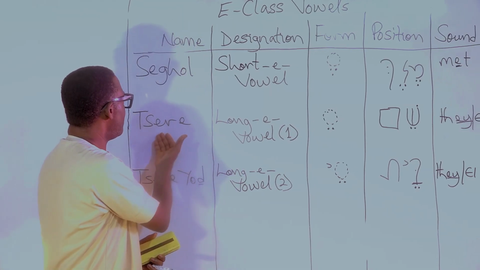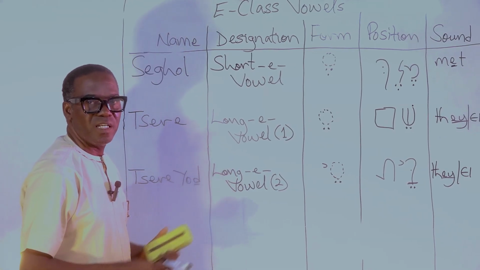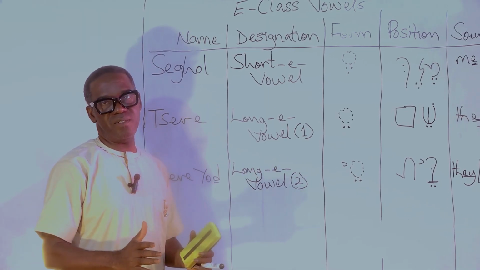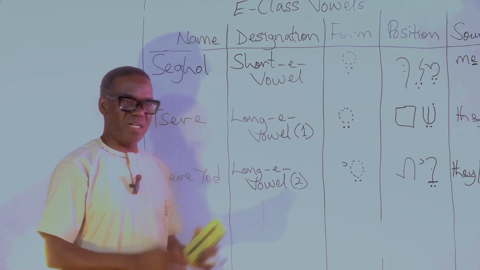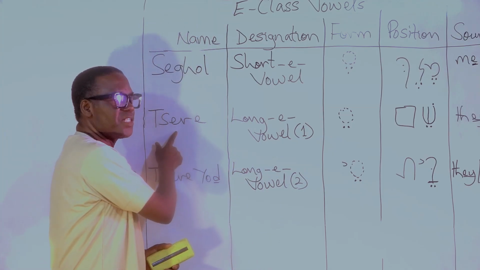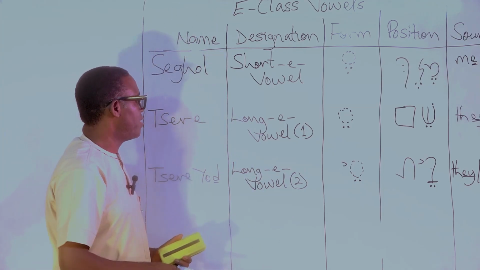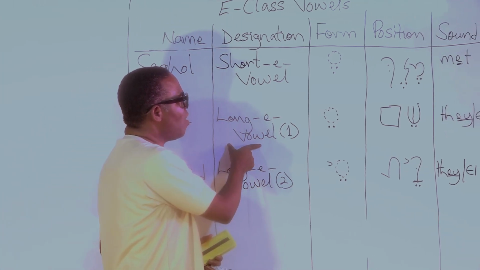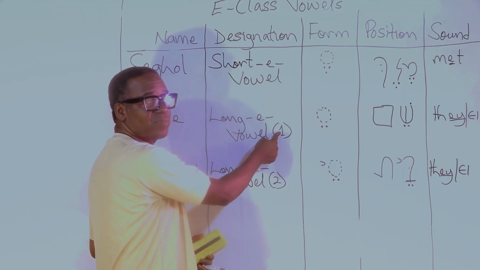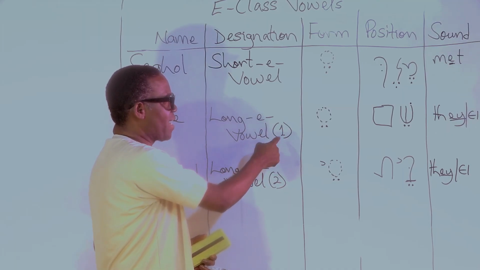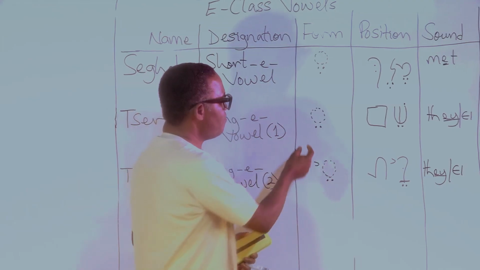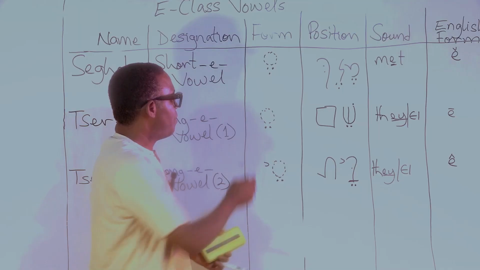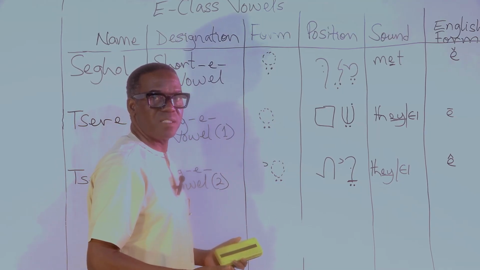Then we'll come to the second one. In Hebrew, we have two long E vowels. The first one is called sere. Sere is a long E vowel, the first. That's why I put number one in brackets here. Then the form is two dots, two horizontal dots beneath the consonant.